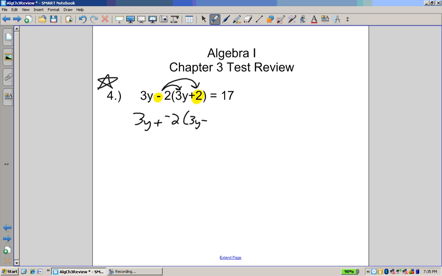And whether you actually change that definition of subtraction or you don't, you need to realize that is a negative that needs to be distributed. It's very commonly missed.